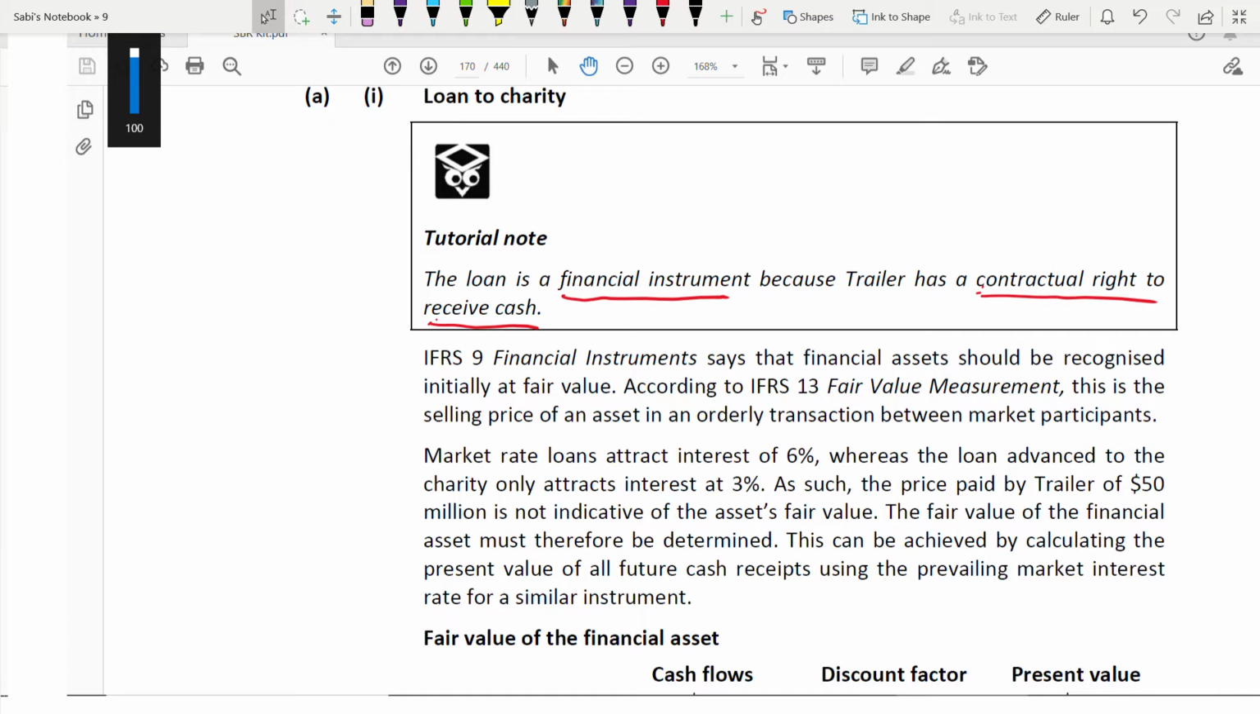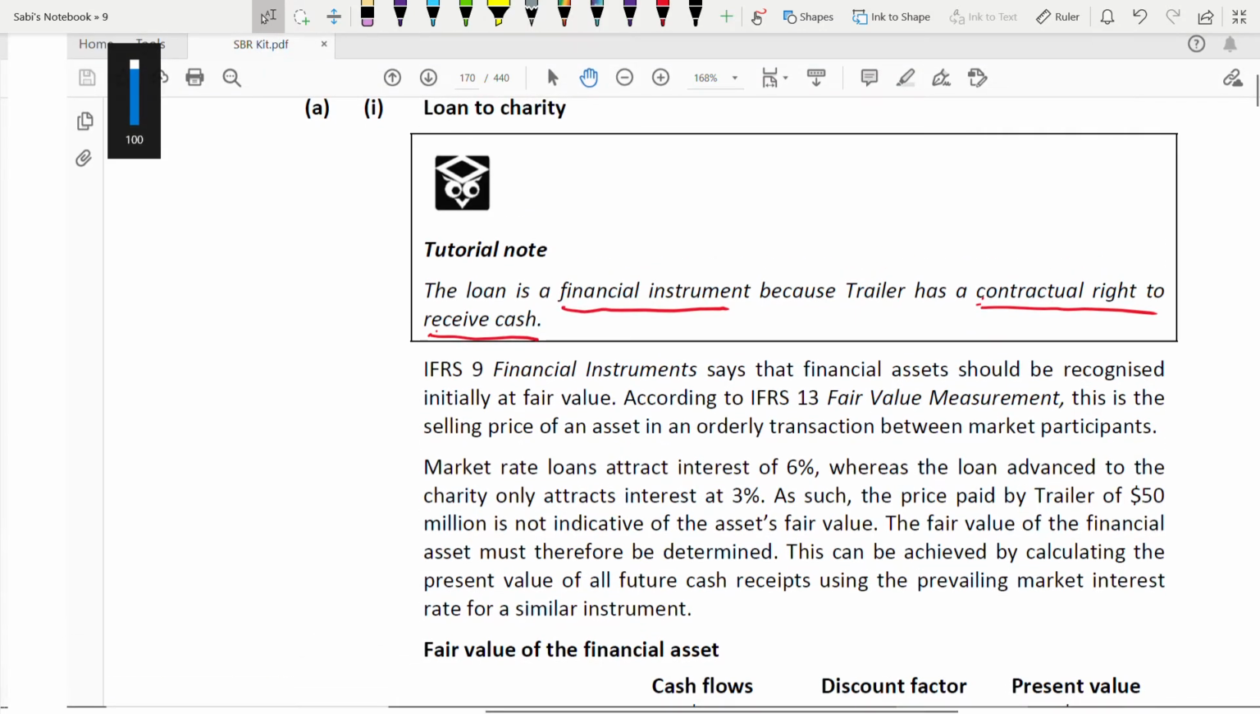That loan. That's why it's a financial instrument. Through that loan, they have a right to receive cash. Okay, you're getting what I'm saying? So for a candidate who does not know, this is the first question you're attempting. Let's assume. How do you answer this question? Where do you start? What is the starting point?